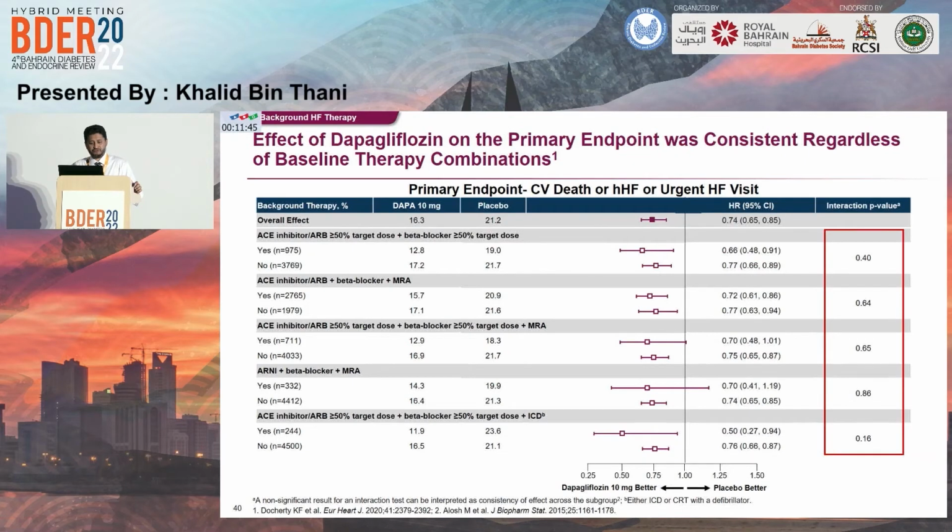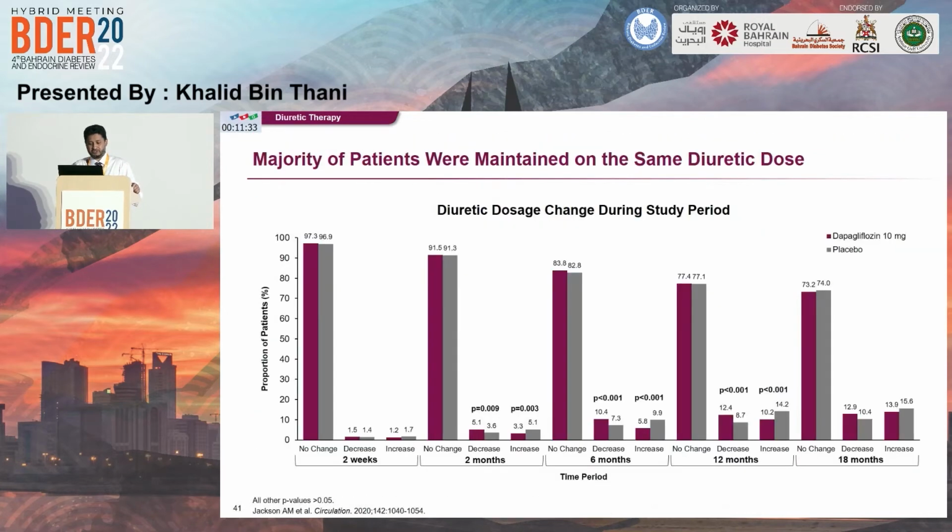In terms of baseline combination, the primary endpoint was also consistent regardless of the baseline therapy combination in these patients. What about the diuretic dosage? I received this question repeatedly regarding the diuresis. Would you decrease or increase or keep it the same?